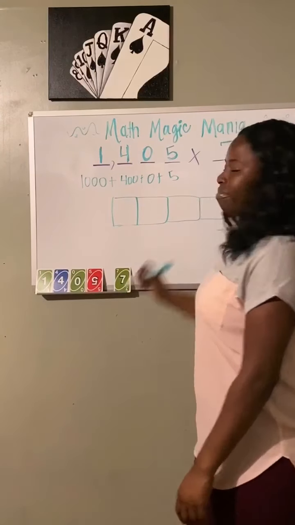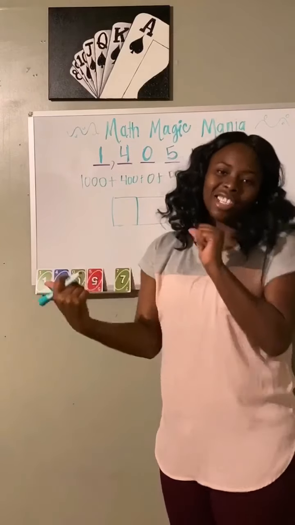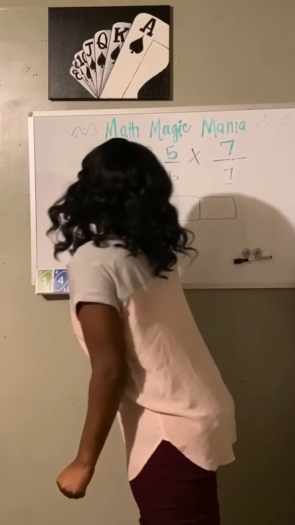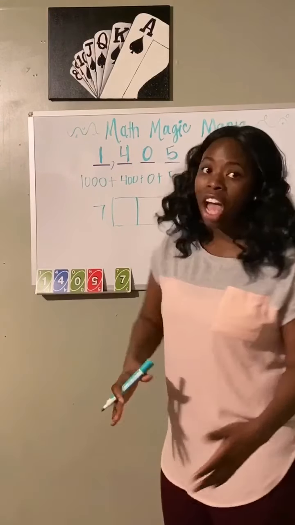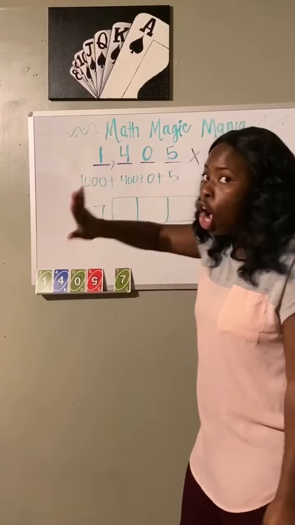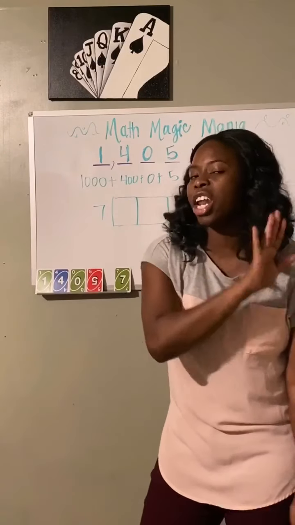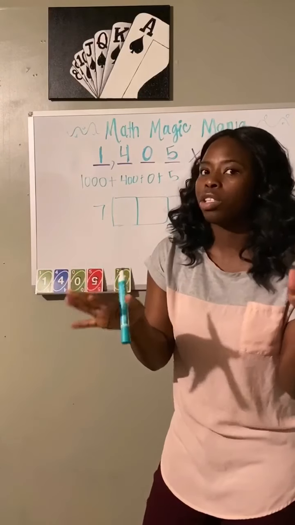And my 7, I'm going to squeeze it over to the other side. So my 7 is going to go on the outside of my box. And I'm going to place my other number across the top. But I'm going to make sure that it has its own space in case it wants to form its own magic trick.